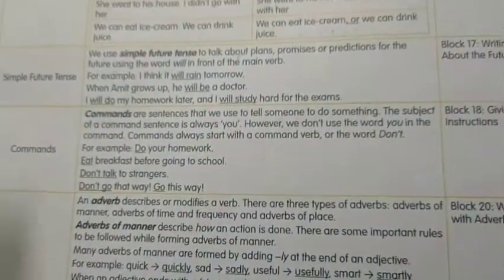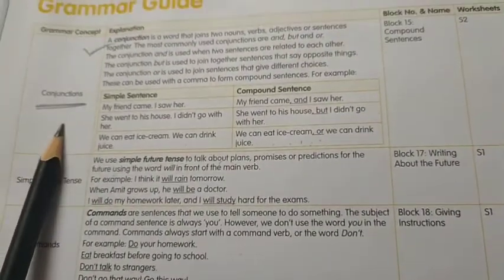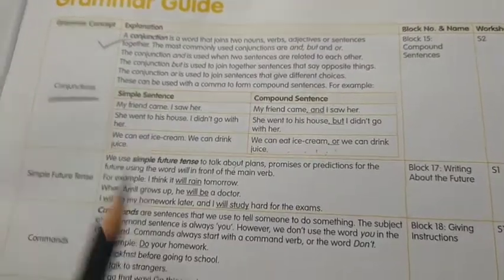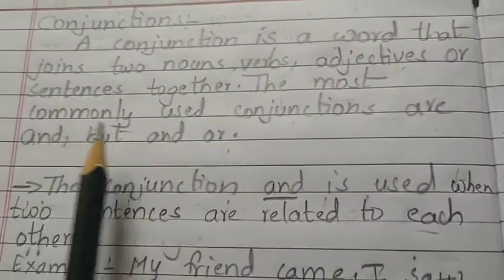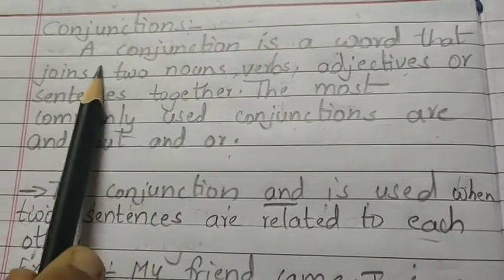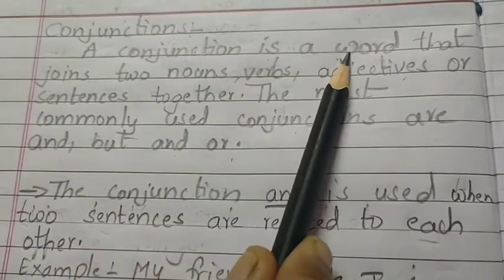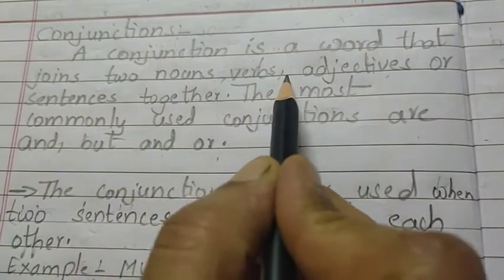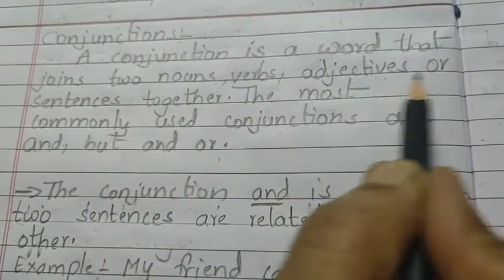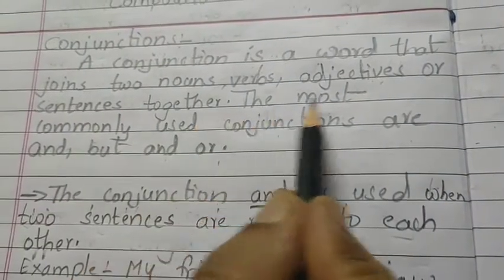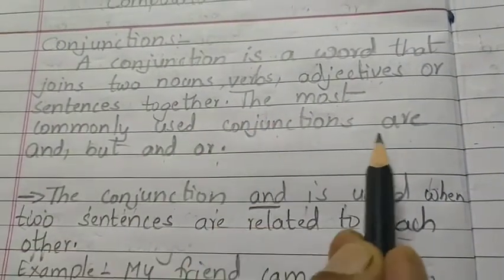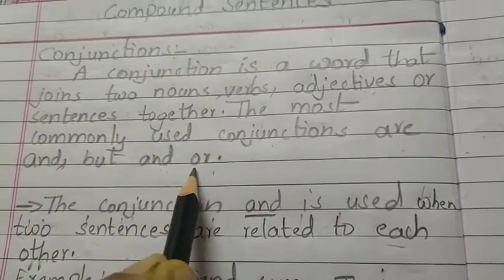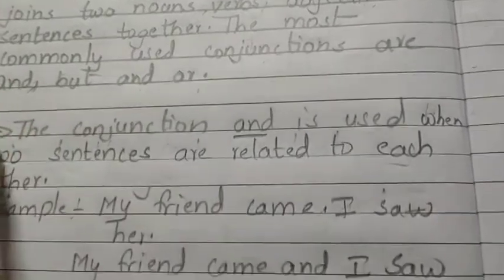See here. Conjunctions. This one we are going to write in our classwork. I have written and I am showing you, children. Conjunctions. A conjunction is a word that joins two nouns, verbs, adjectives or sentences together. The most commonly used conjunctions are and, but and or. Now here leave one line.